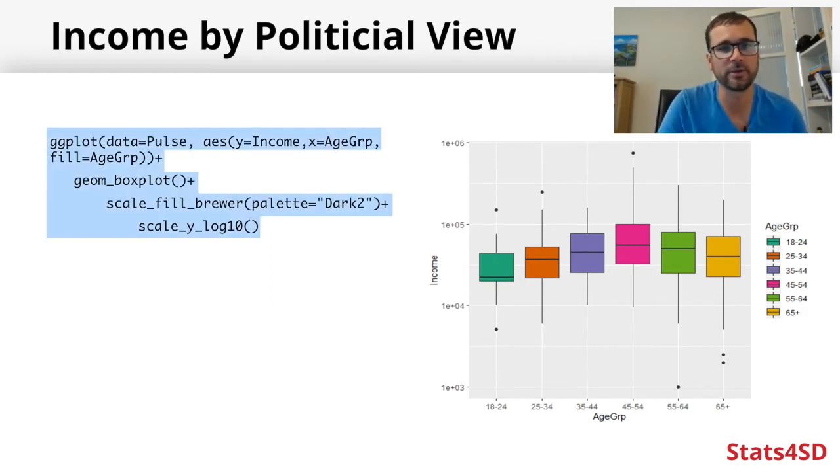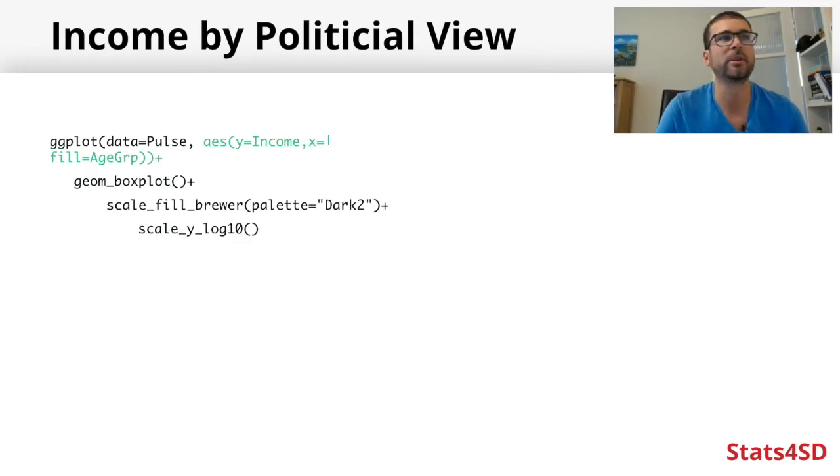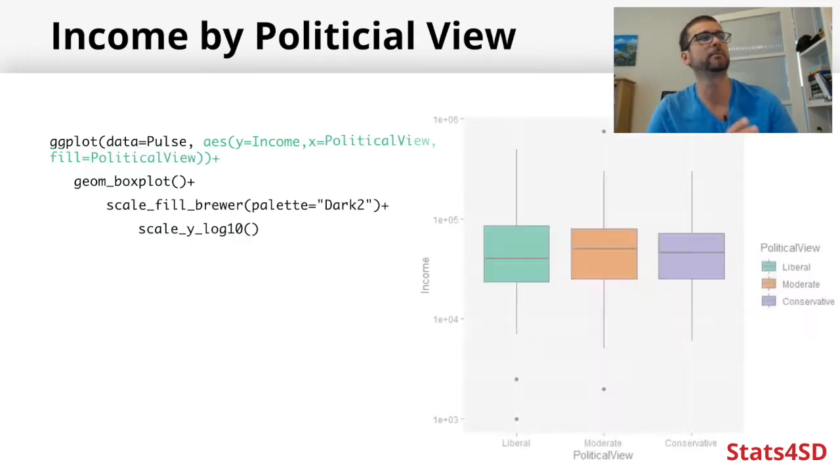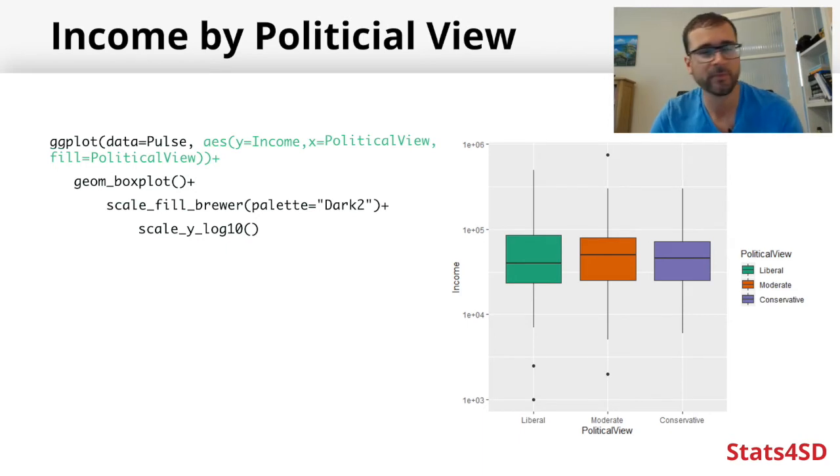So I take my code, I copy it, I paste it, I replace the word age group with political view, and hey, look at that, I've got a nice plot immediately. And here, when I'm looking at this plot, I may be a little bit surprised initially, because I would have been expecting to see perhaps a bigger difference between my three boxes here. The median is a little bit lower for liberals as compared to moderates and conservatives, but not really that different.